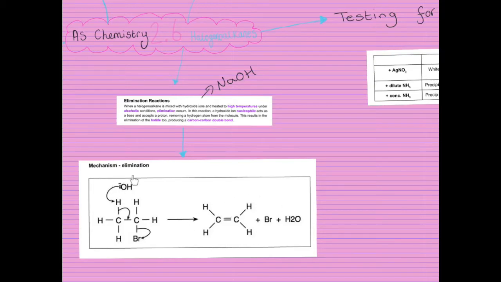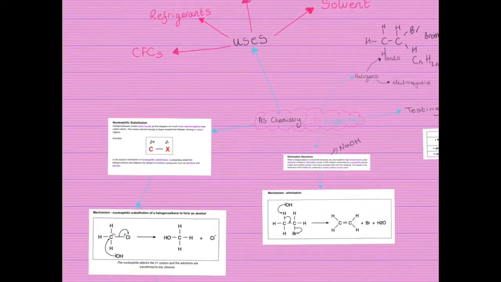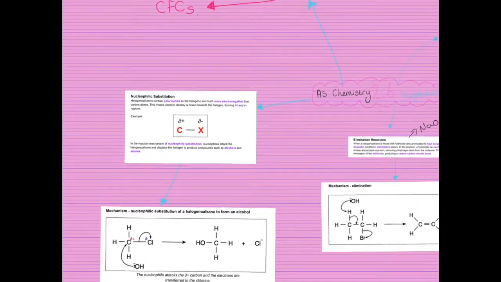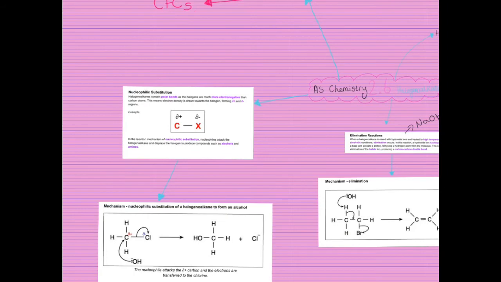So you've got your nucleophile here, the hydroxide ion. It acts as a base and removes this H here. Then, because there's no bond left here, that bond moves and forms a double bond. The double bond then forces out the bromine, and that's what you end up with if you're going from a halogenoalkane to an alkene.